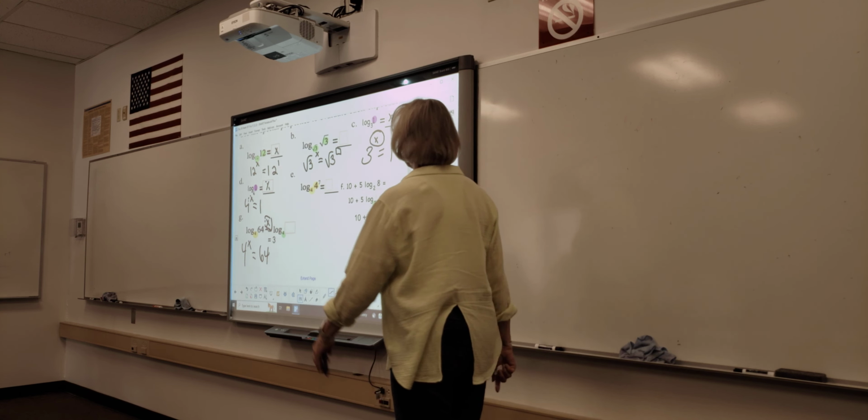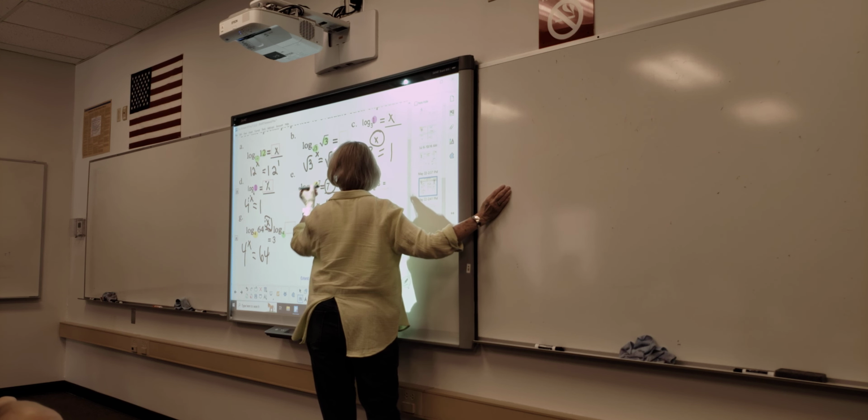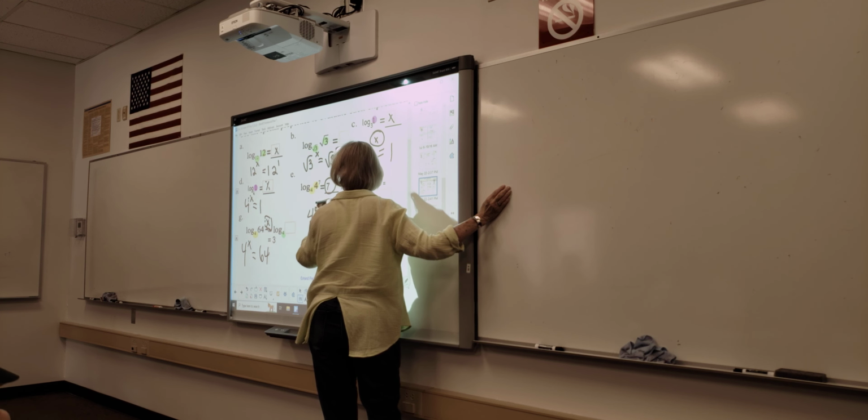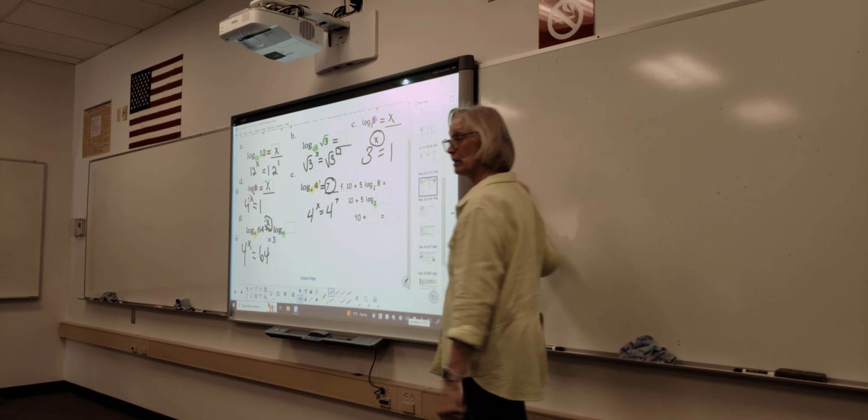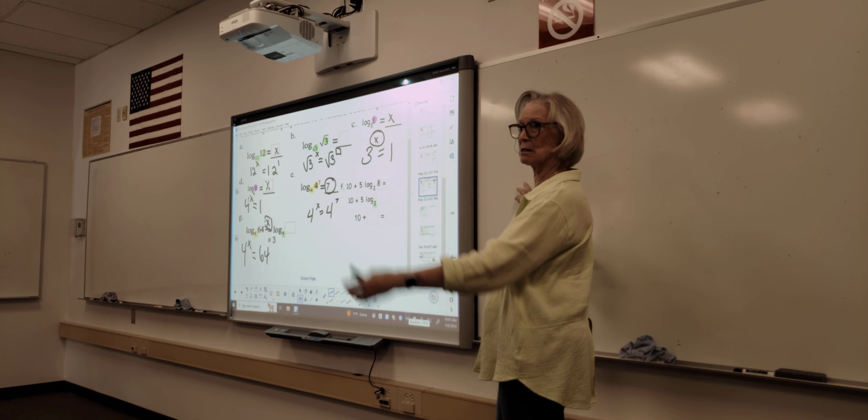What's this one? When the of and the base is exactly the same, and I have an exponent of a 7. The answer's 7. How'd you get that? Either you know the rule, or you say 4 to the x, because I didn't know what that was, equals 4 to the 7. What does x have to equal? I like bases. 7.